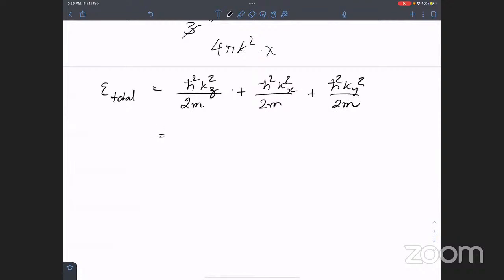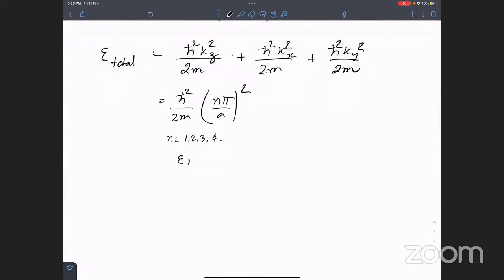This is nothing but E of z, right? So this is ħ²/2m. Remember, this can take any value nπ/a, where n can go 1, 2, 3, 4, and so on. So there is a minimum value for this, that is E1 basically. What is the next value this can take? 4 times E1. Then 3 squared, so 9 times E1, like that. So the Z component of energy can take value E1, 4E1, 9E1, and so on.